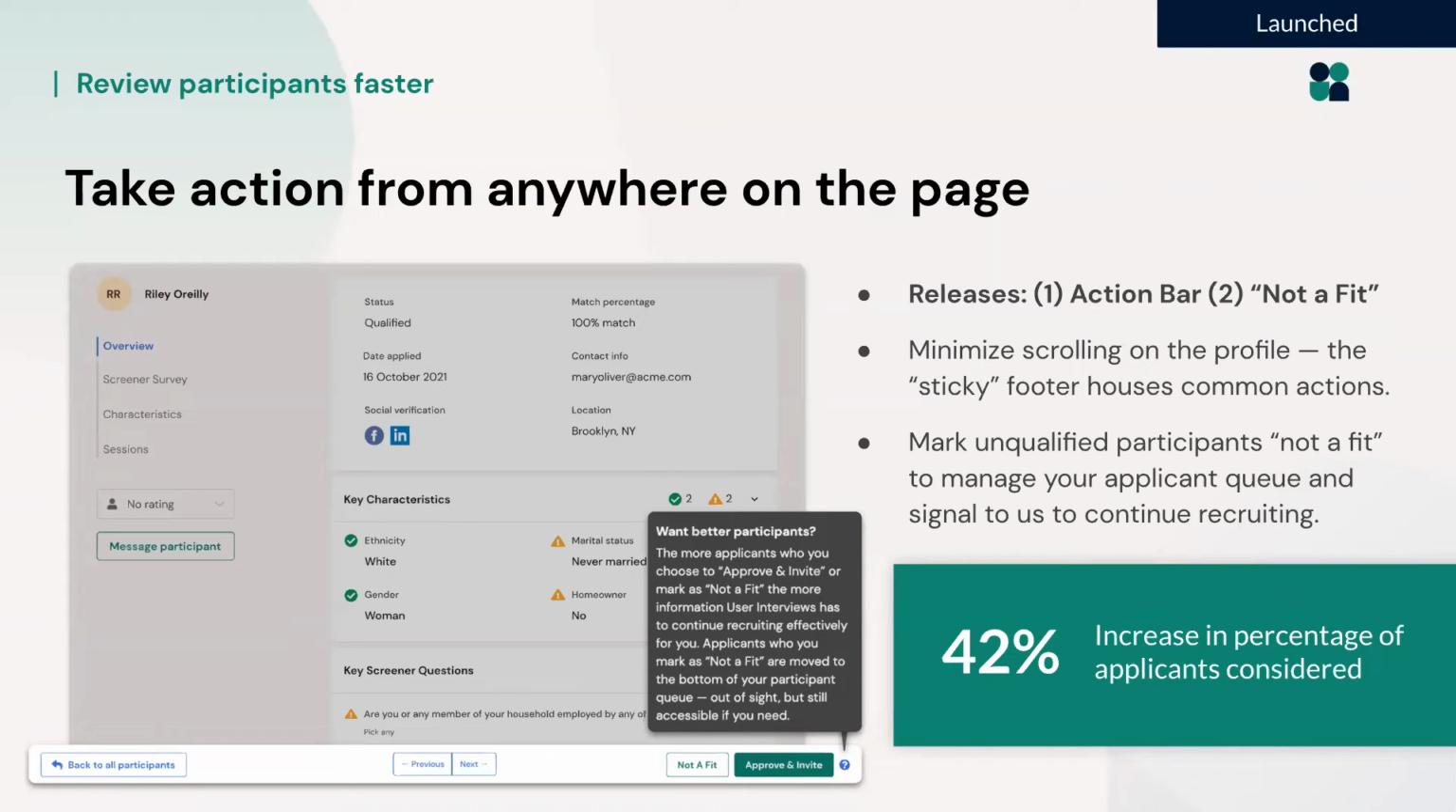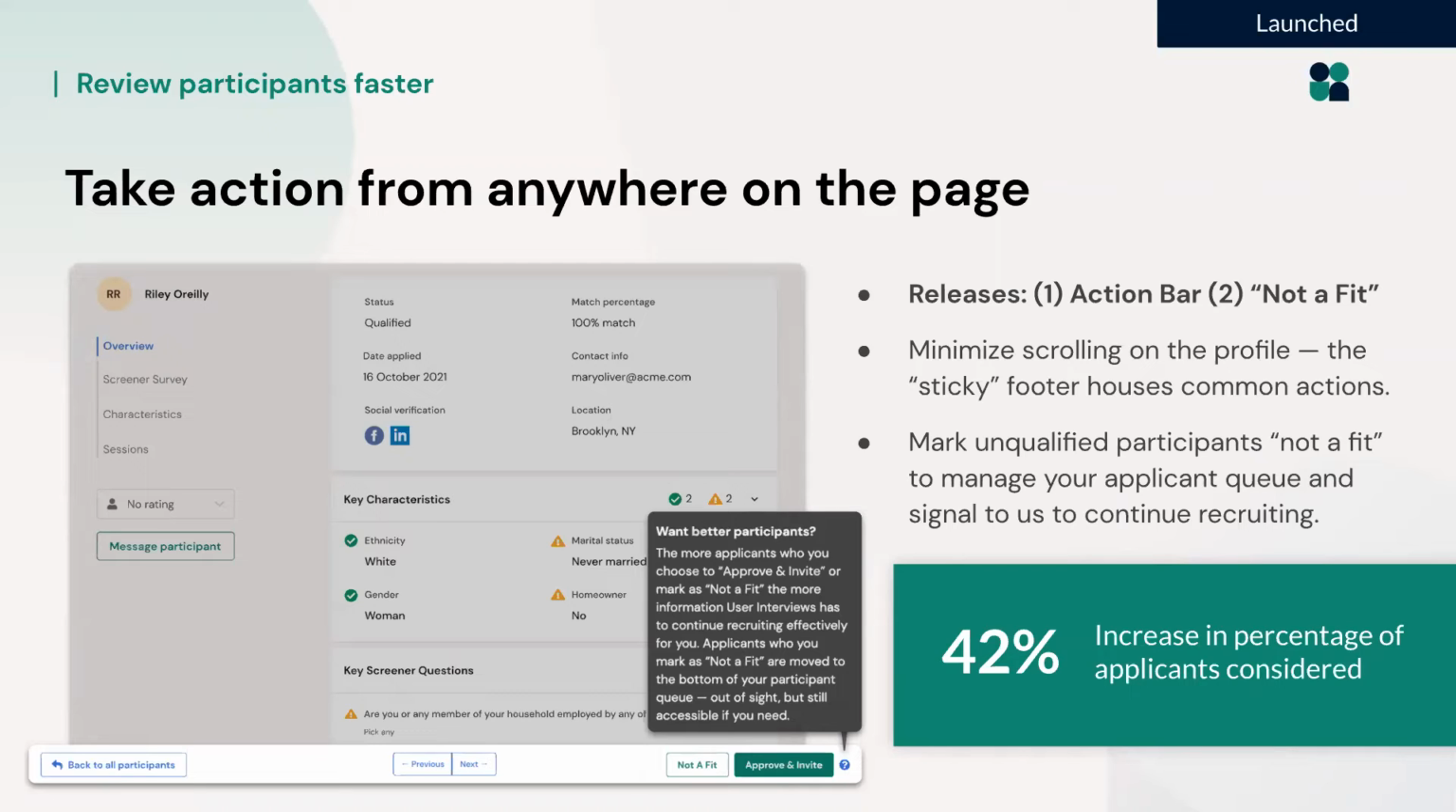was we had an option in there to reject a participant. And there was something about that language that just wasn't resonating with researchers. A lot of people didn't understand what it meant. It felt like kind of a serious final action. And so as a result, it wasn't getting used very often. And that's detrimental in a couple ways.